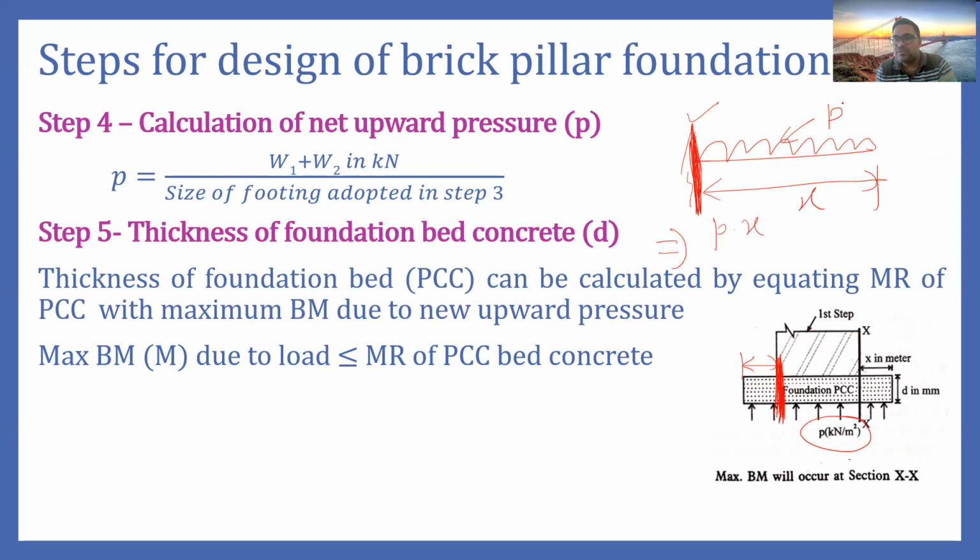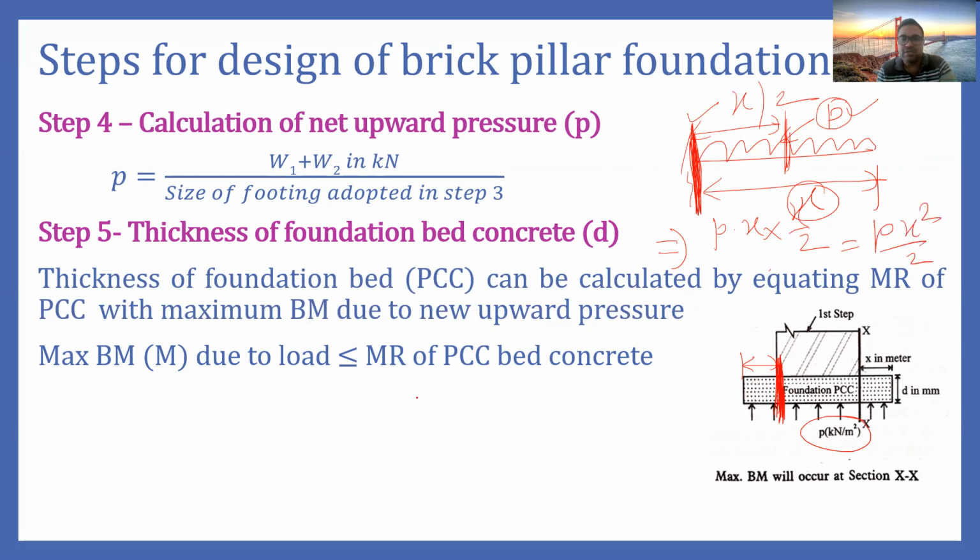x, which means P multiplied by x becomes the total load, because P here is acting as a UDL. So P multiplied by x becomes total load multiplied by where it will act, at the center at this point. So this becomes x by 2. So that means the maximum bending moment in this case would be Px square by 2.